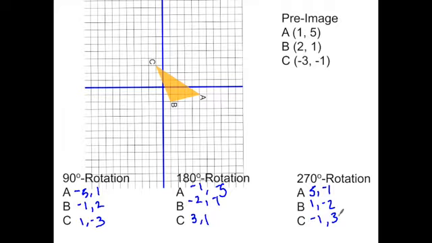And if you remember our rule, okay, we switch the x and y's, right, and change the sign of our original x. So again, we start with a +1, make it negative, so we're changing the sign, and then put it where the y was. So that gives us (5, -1). The same rule applies for our B. We started at (2, 1). Now we're at (1, -2), and our C, which is at (-3, -1), and now it's at (-1, +3).